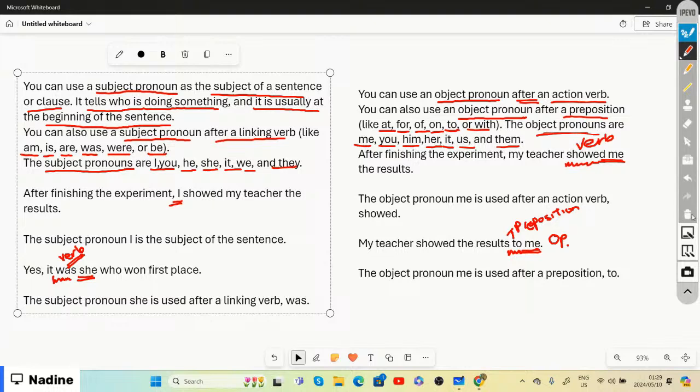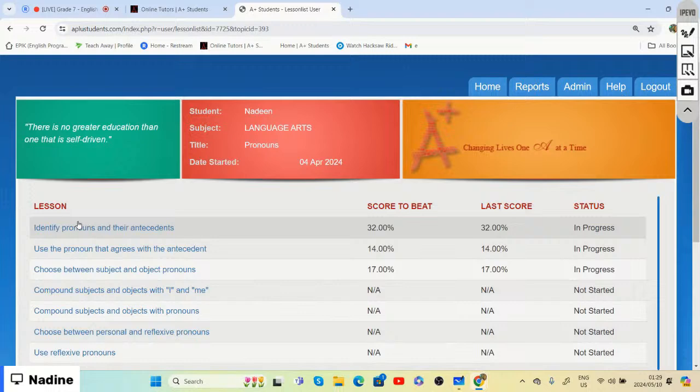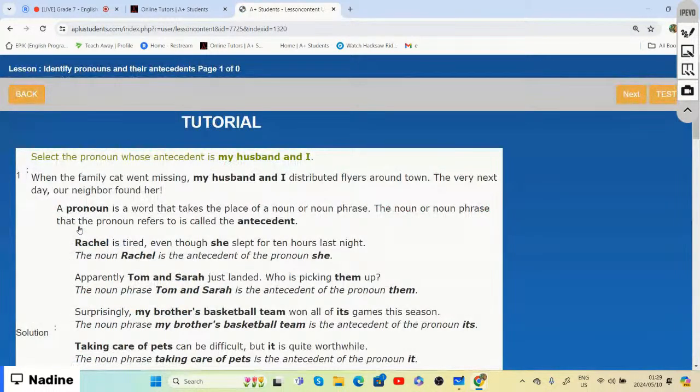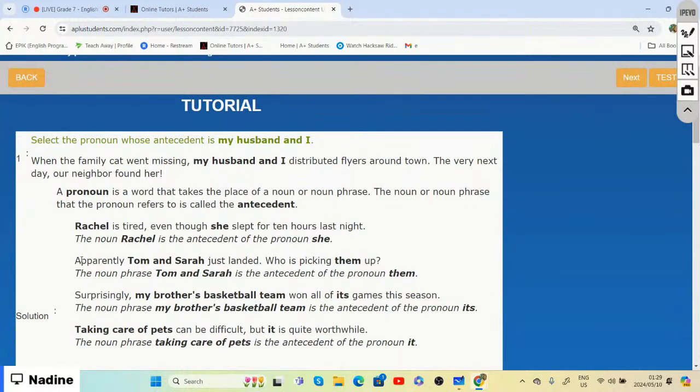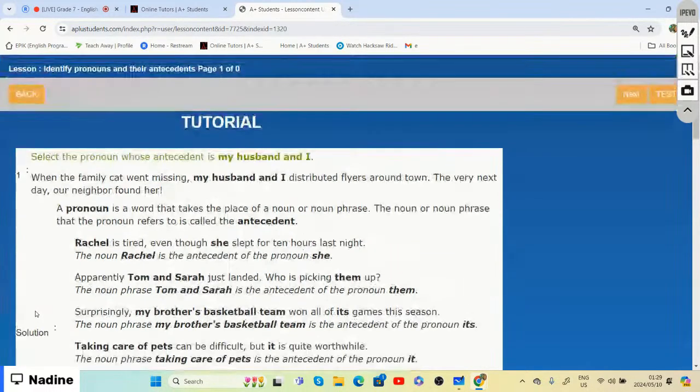All right, so now we're going to aplusstudents.ca, and we're going to identify pronouns and the antecedents. We literally just explained all of this. We even made an example of it, right? So we're going to go straight to our test.